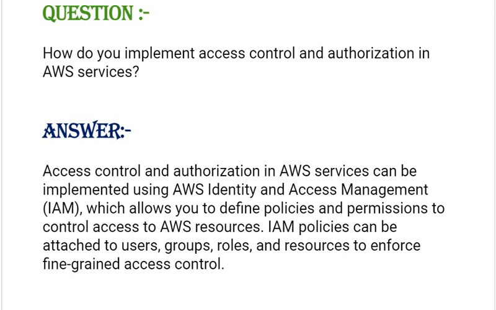Our next interview question is: how do you implement access control and authorization in AWS services? Your answer should be access control and authorization in AWS services can be implemented using AWS Identity and Access Management (IAM), which allows you to define policies and permissions to control access to AWS resources. IAM policies can be attached to users, groups, roles, and resources to enforce fine-grained access control.